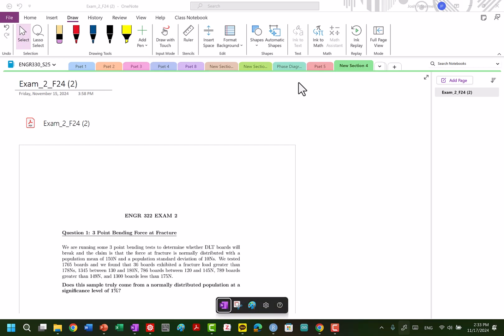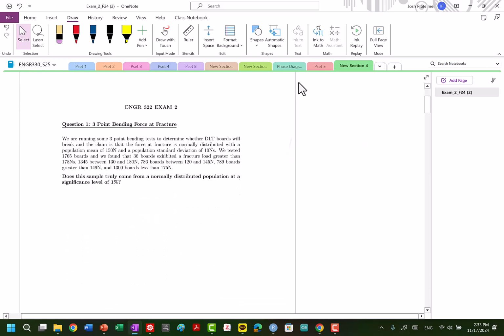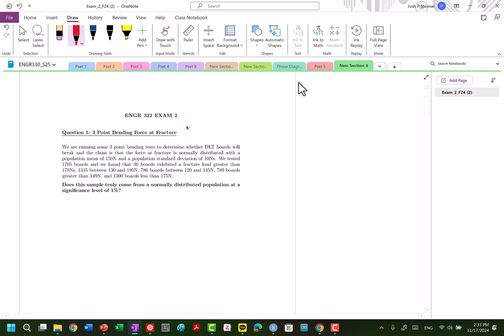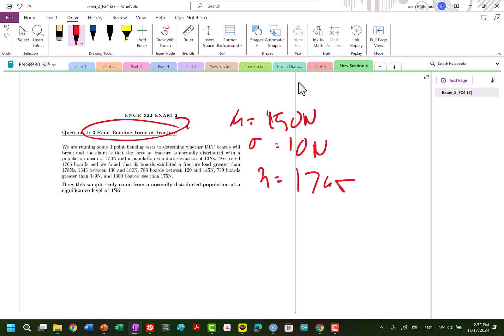All right, everyone, we are back, and we are about to solve our first problem on our exam 2. 3-point bending force at fracture. Running some bending tests, DLT boards, blah, blah, blah. Normally distributed, so our mu has a population mean of 150 newtons. Our population standard deviation is 10 newtons. We tested our number of samples is 1765 boards, and we found observed expected.